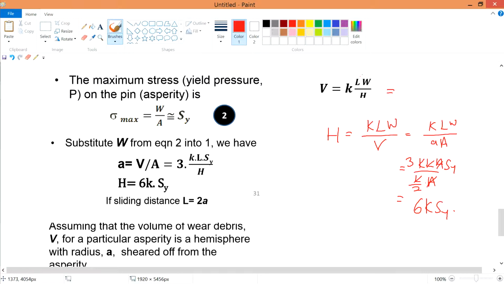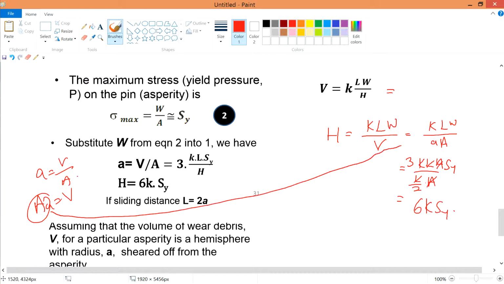So this equation, I actually switch. I bring the H up, I bring the V down. This explains why I have this over here. My V was at first here, so I bring it down, and the H I bring it up. After over here, my V is the volume of the debris being worn off. So the equation is V over A equals A, so AA equals V. I sub in my AA over here. Hopefully this is pretty clear.